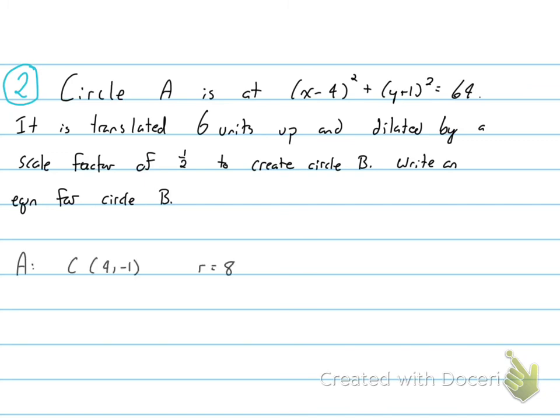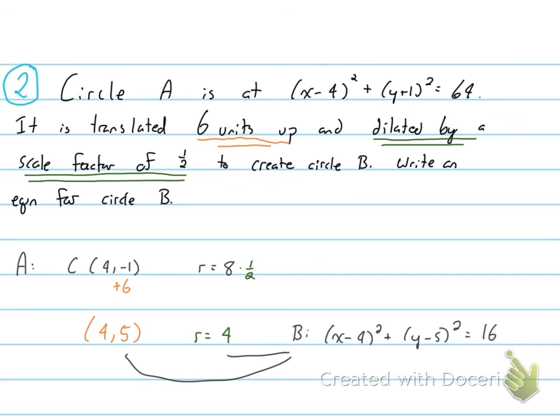So circle A has a center at 4, negative 1, and a radius of 8. If I go 6 units up, I'm going to add 6 to my y-coordinate. So my new center is at 4, 5. If I'm dilating by a scale factor of 1/2, I'm going to multiply the radius by 1/2, which is the same thing as dividing by 2. So my new radius is 4. Using that information, I'm going to create my new equation, which will be x minus 4 squared plus y minus 5 squared equals 16. And I'd be done.